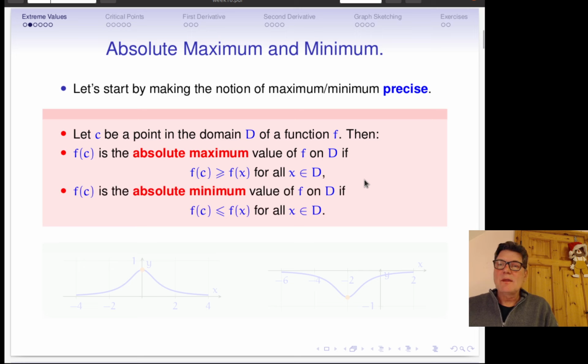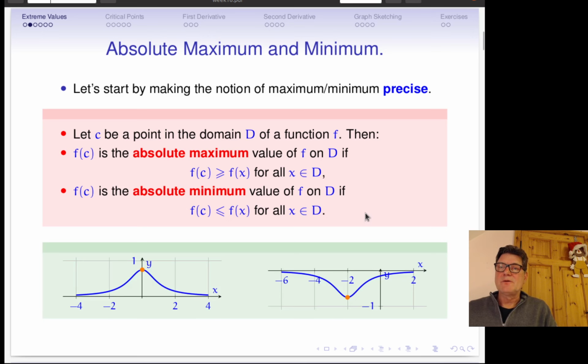Similarly, f of c is the absolute minimum value of f over the domain D, if f of c is less than or equal to any f of x, where x lies in the domain D.